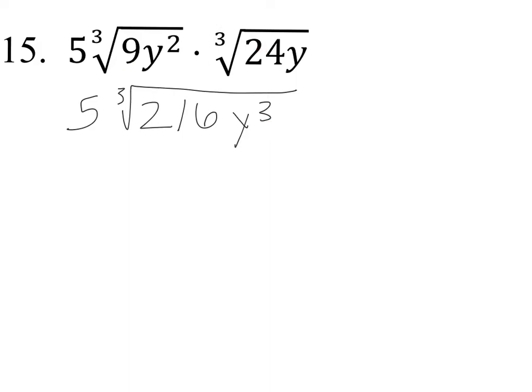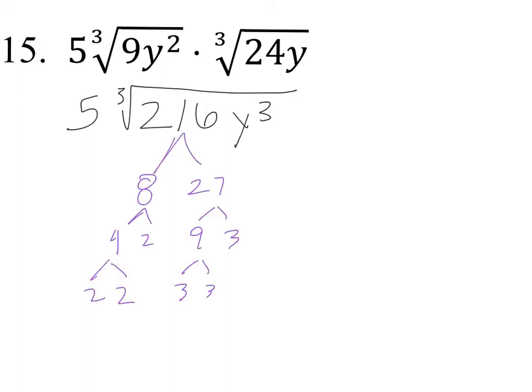So now I'm going to do my factor tree, or else I could check to see if it's a perfect cube. But if you do the factor tree way, here's a group of 3. Again, I'm looking at my index here is 3. That's why I'm looking for groups of 3. Here's a group of 3. So I can multiply those together.